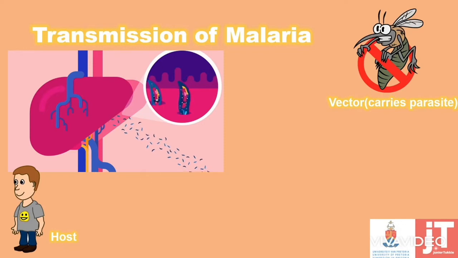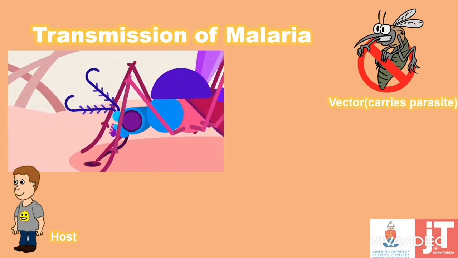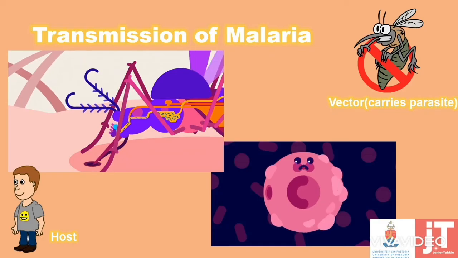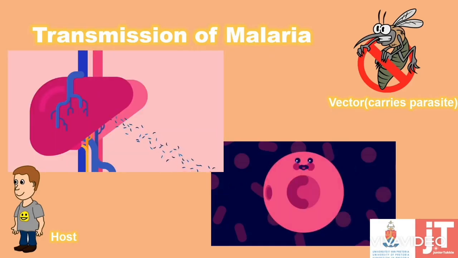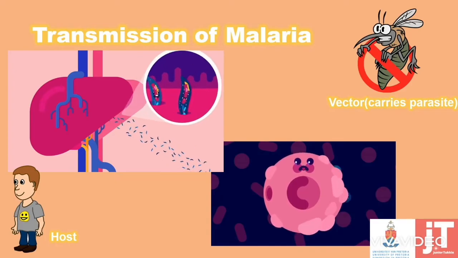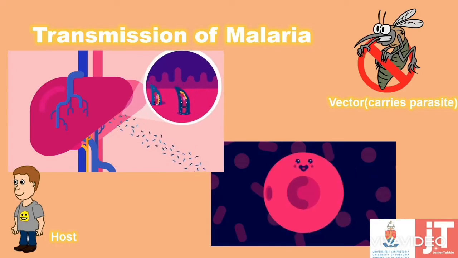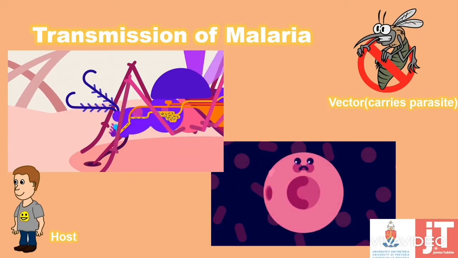The parasite will enter the liver cells, where it will start killing the liver cells, which will affect the function, and then it will move into the bloodstream, where the parasite will reproduce in the red blood cells. The red blood cell will burst open and then die.